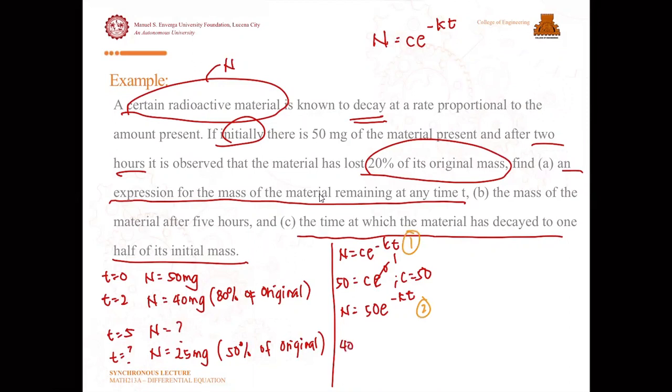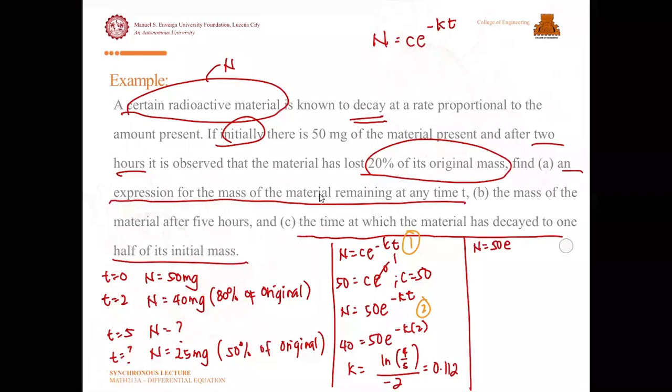Then applying our given, 40 milligrams is equals to 50 E negative K times 2, or K is equals to ln of 4 over 5 all over negative 2. So the value of K that we get is 0.112. Okay? So our new equation will be N is equals to 50 E negative 0.112 T. Okay? So this is the first thing being asked of us, the letter A.